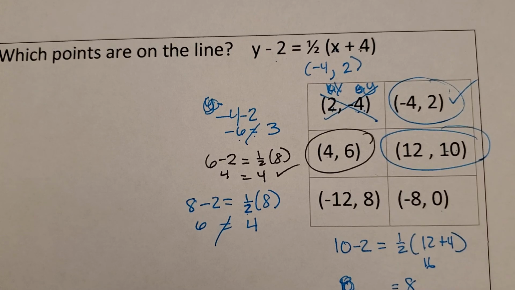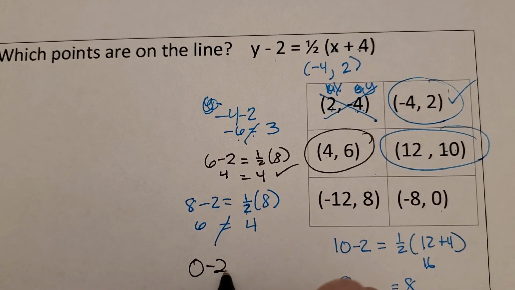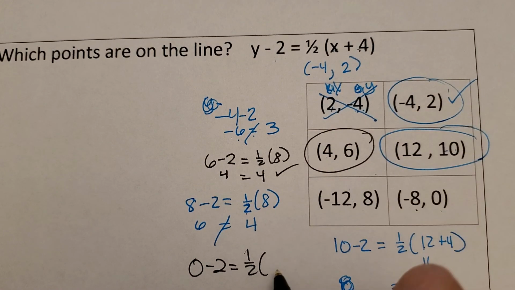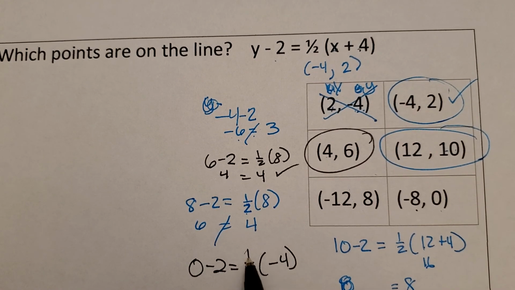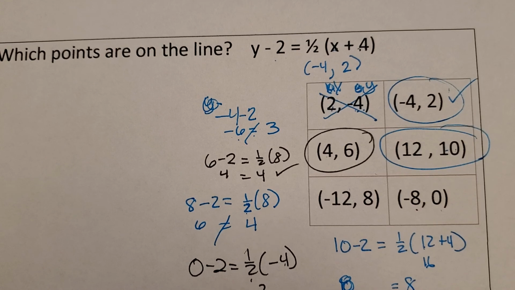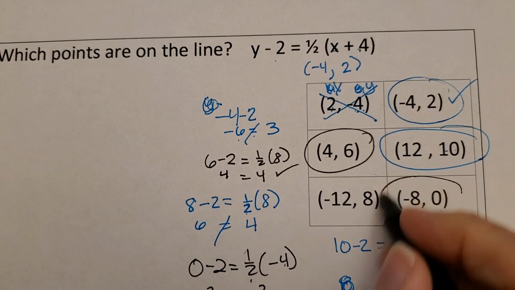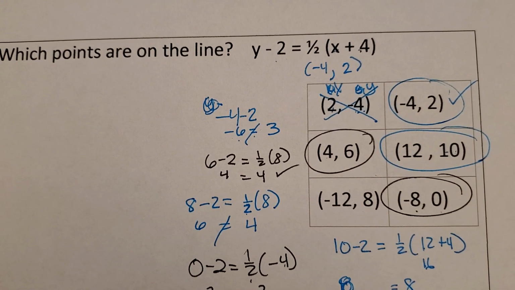Last, we're going to try this one. So we're going to say 0 minus 2 equals 1/2 of negative 8 plus 4, which is going to give me negative 4. So 1/2 of negative 4 is negative 2. Does negative 2 equal negative 2? Yes, it does. Okay, so there were 4 out of the 6 points that were on the line. Remember, there's an infinite number of points on the line. So that's just a few questions to review for your test.